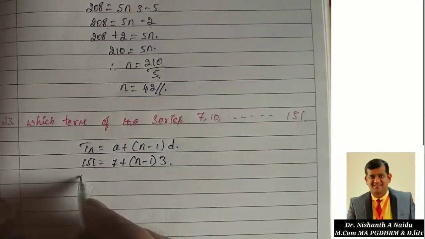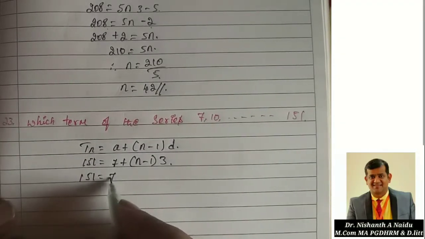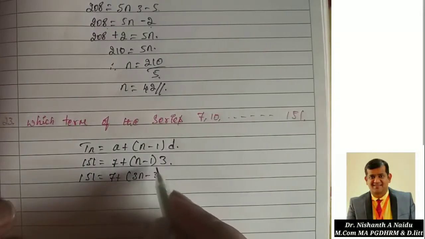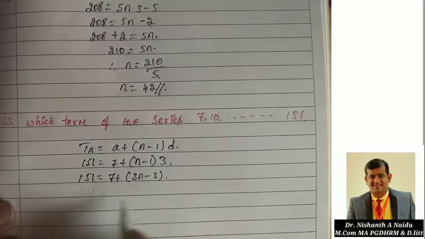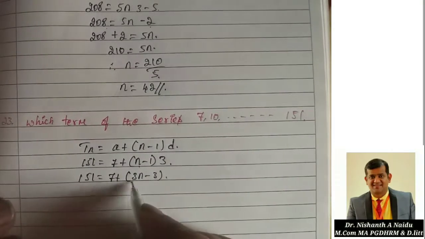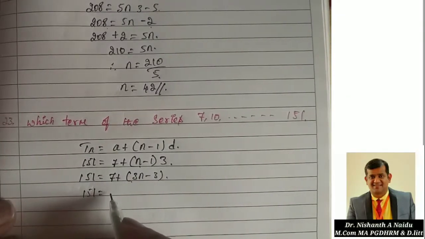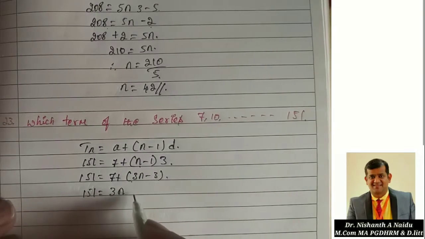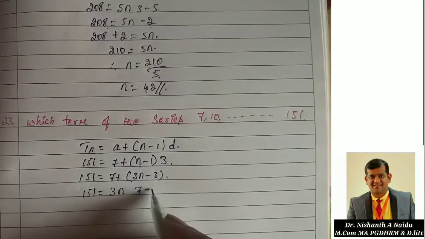Okay, so in the next stage, 151 equals 7 plus 3 times N, that is 3N, minus 3. 3 N's are 3N, 3 ones are 3. So in the next step, 151 equals 3N plus 7 minus 3.